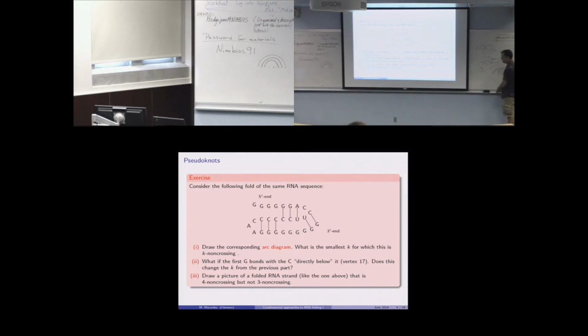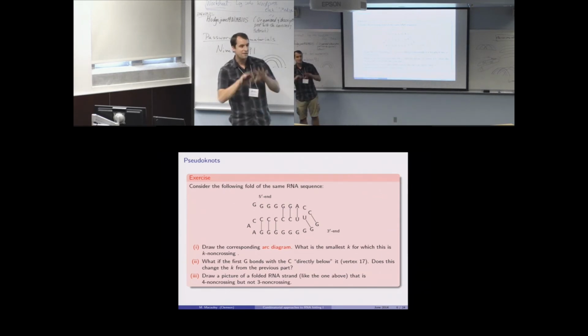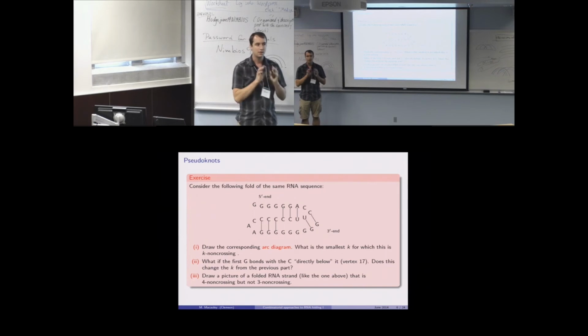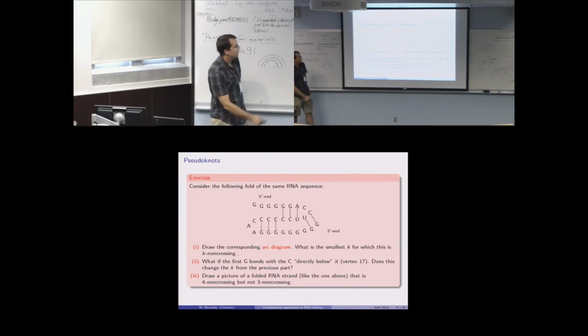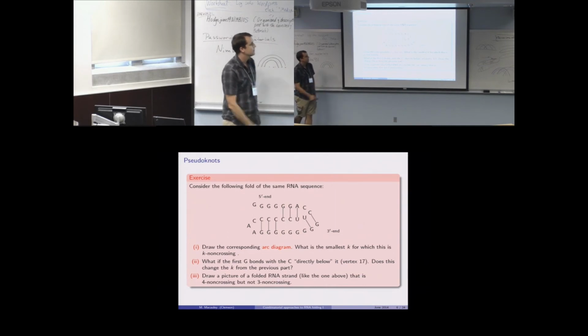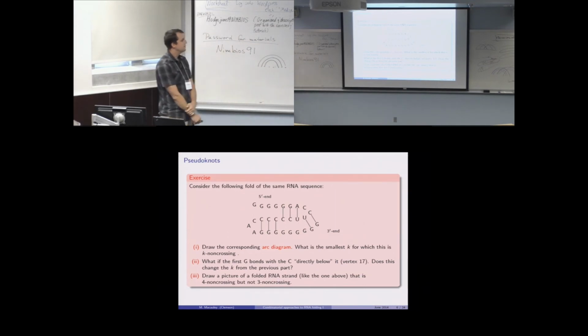Okay, so I'll let you play around with that one. Does anyone have it? We can move on. I think the exercise is to see how hard it is physically to have a 4 non-crossing or 5 non-crossing. I thought I could do it here, but it's a harder exercise than expected. Okay, so draw a picture of a folded RNA strand. Yeah, that was the last exercise.